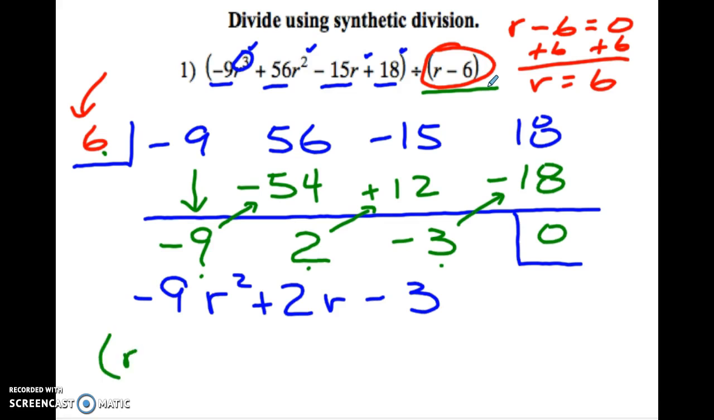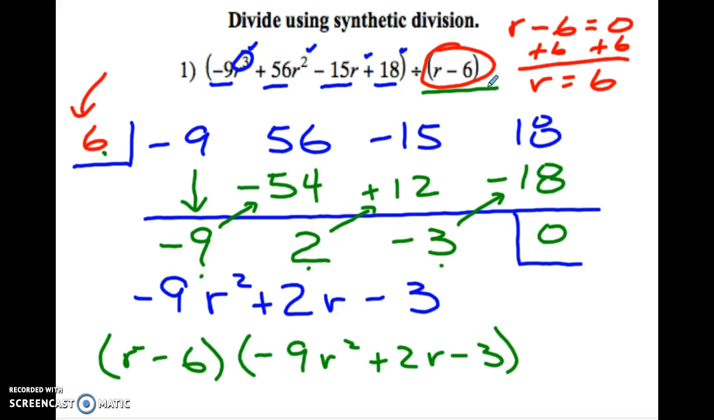Note that if we take what we were dividing by, the r minus 6, and we multiply it by the -r squared plus 2r minus 3, if we multiply those two back together, we should get our original term. If you wish to check this, pause the video and take a second and try it. It will work.